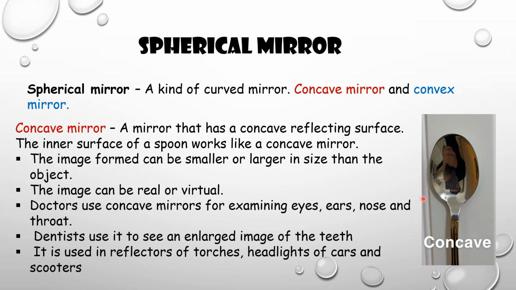But when we move very close, or we keep one finger very close to this inner side, that time we can see the larger size, and it is not upside down. So that is the image formation of a concave mirror. Then the image can be real or virtual. When it is upside down, the image is real, but when it is very close, it is erect, so that is virtual.